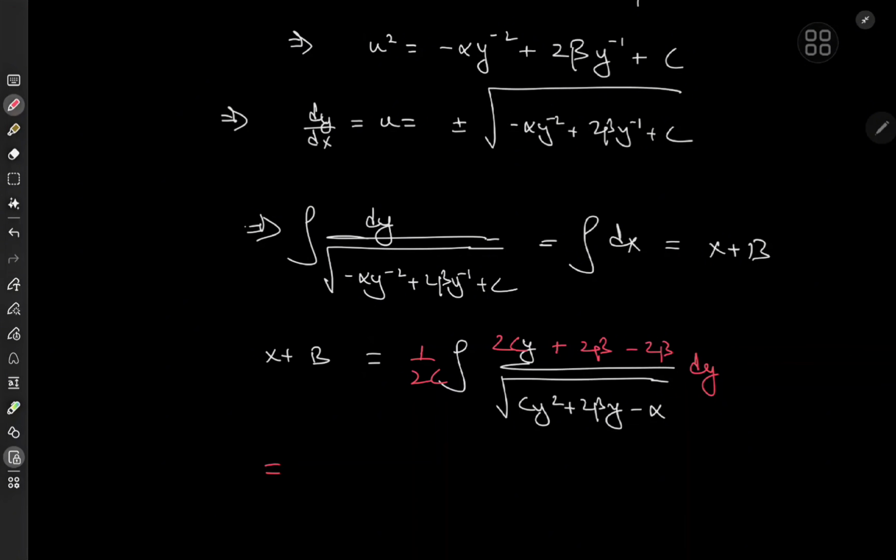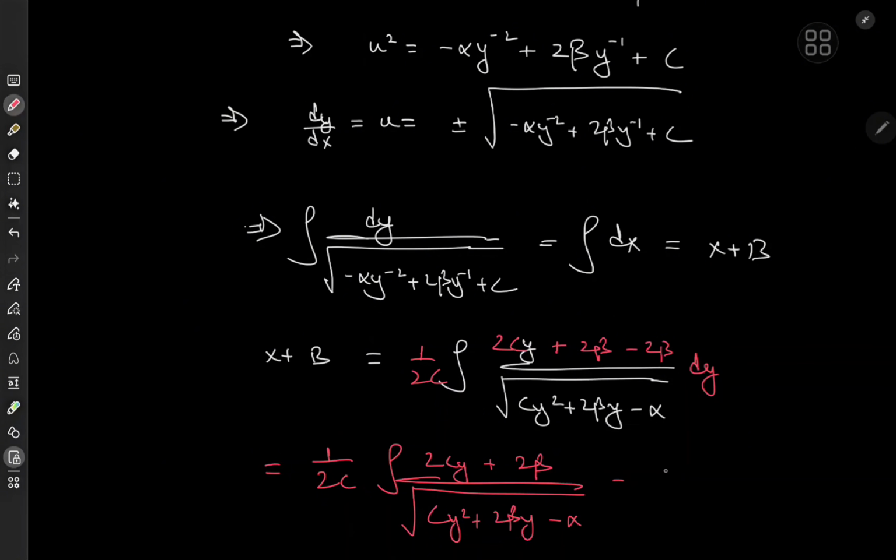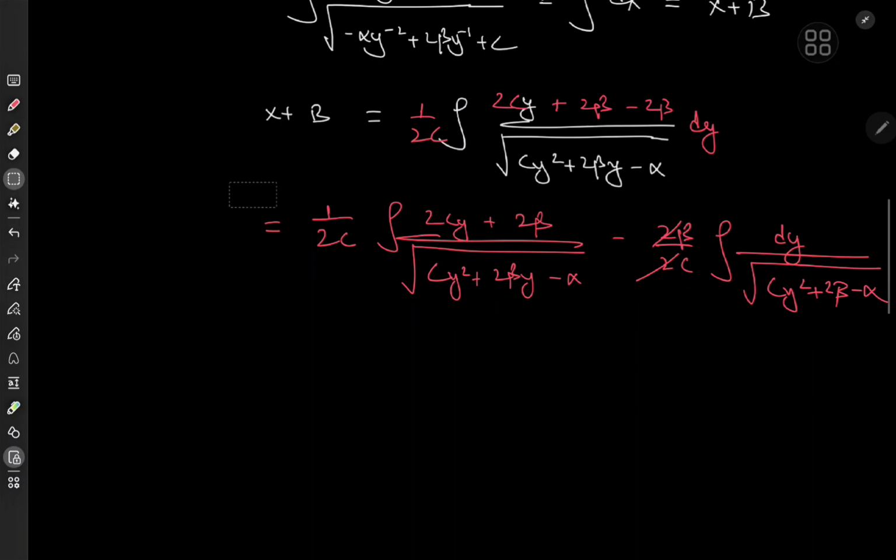So on invoking the linearity of the integration operator, we have 1 over 2c times the integral of 2cy plus 2 beta over root cy squared plus 2 beta y minus alpha, I gotta take care of those negative signs, minus 2 beta over 2c, with the 2's canceling out, the integral of dy over root cy squared plus 2 beta y minus alpha, and I should probably scroll up a bit now.